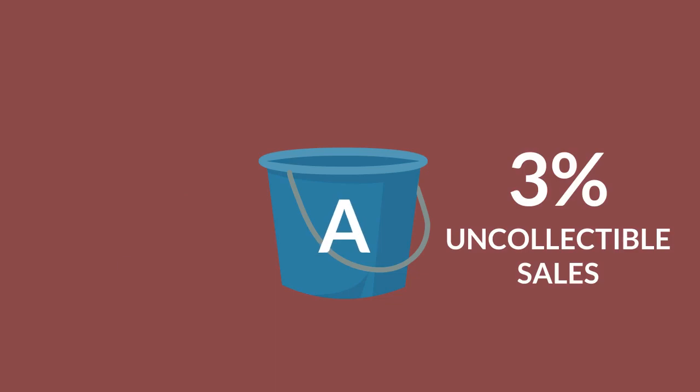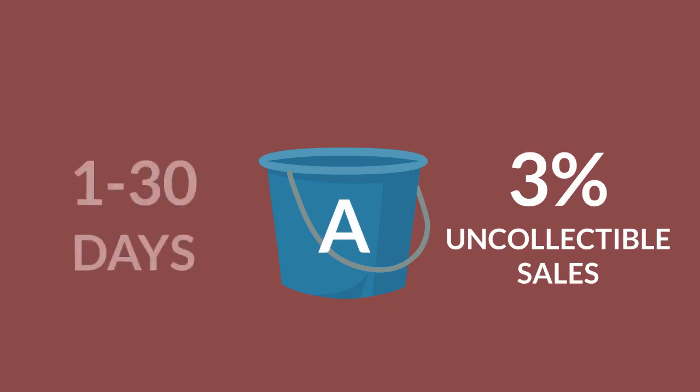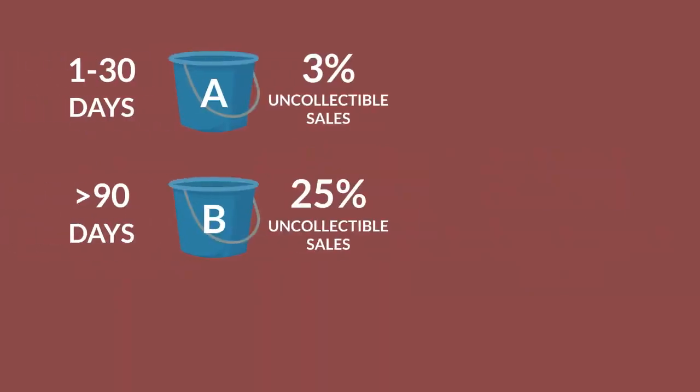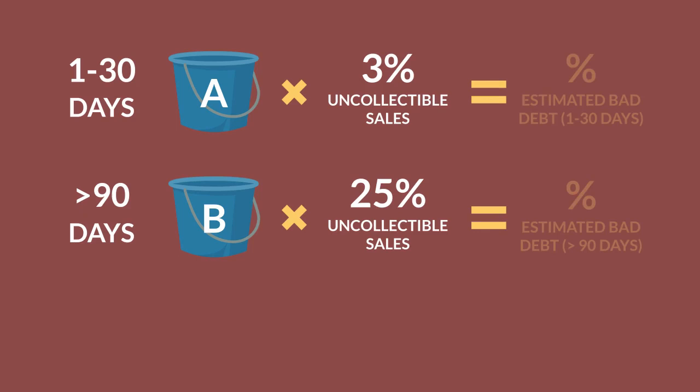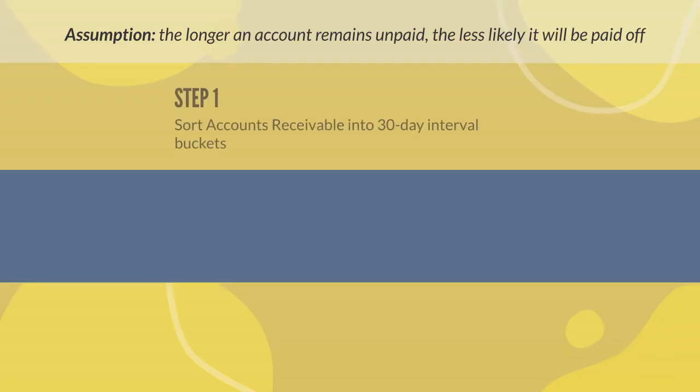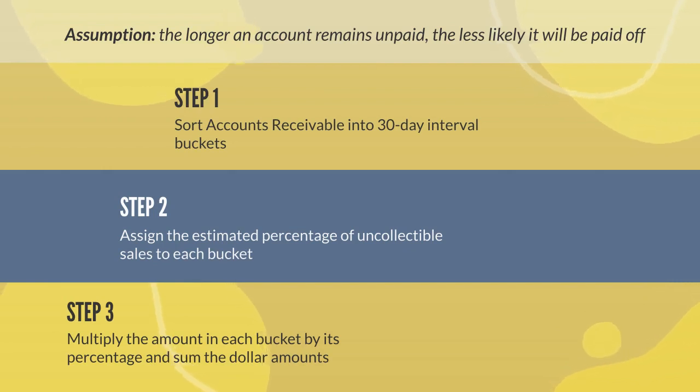For example, we can assume that 3% of accounts which are 1 to 30 days overdue are bad debts, while 25% of accounts which are more than 90 days overdue will be bad debts. We then multiply the amounts to get the estimated percent of bad debts for each bucket and sum these amounts to arrive at our ADA balance. The period's bad debt expense then becomes the amount needed to adjust ADA to this new balance. This method requires professional judgment because every situation is different.